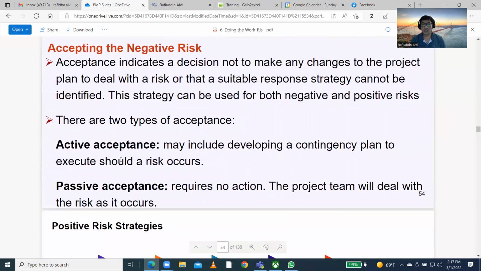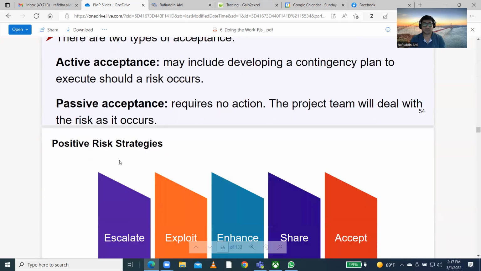In acceptance also there are two types, active acceptance and passive acceptance. Active acceptance means you have some kind of contingency plan for that. In passive acceptance, you don't have any contingency plan. There are no actions performed. So that comes under passive acceptance.